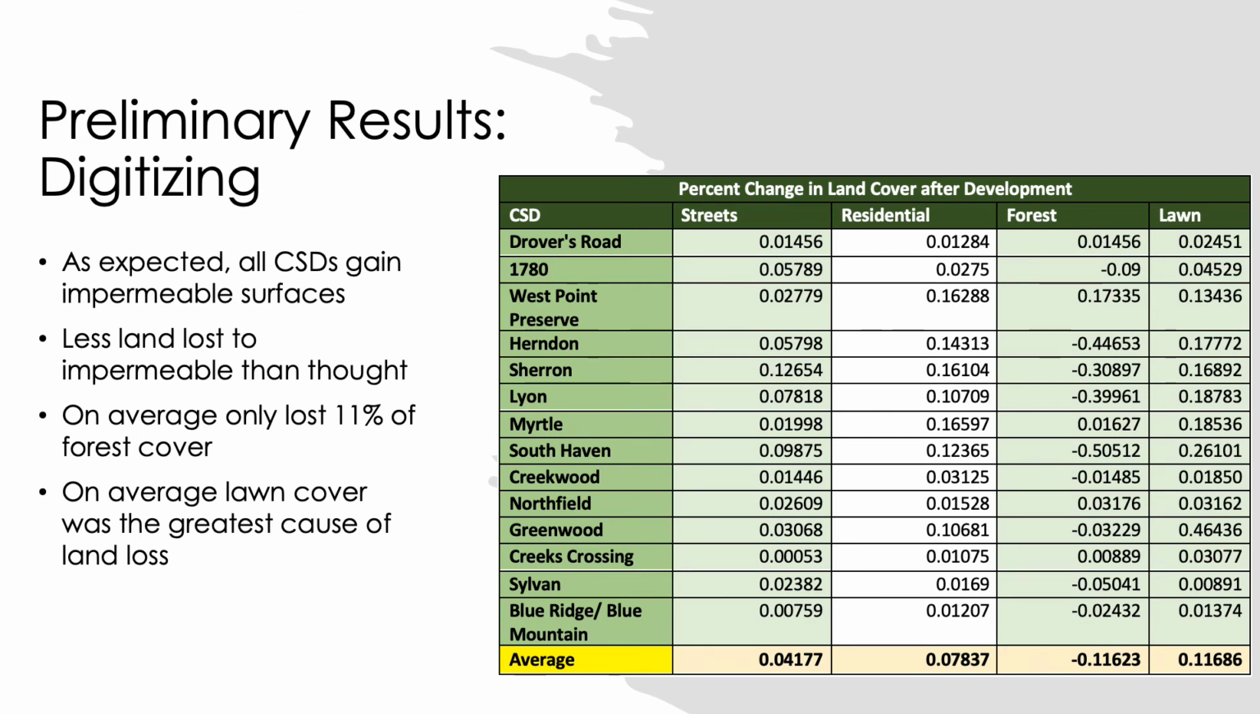And we also saw, surprisingly, that lawns tended to be the greatest cause of land loss. Now, this varied widely based on the actual subdivision we were looking at. So sometimes we had conservation subdivisions where 46% of the land cover was lost due to lawns, and sometimes it was 1%. It really varied depending on the type of conservation subdivision we were looking at.